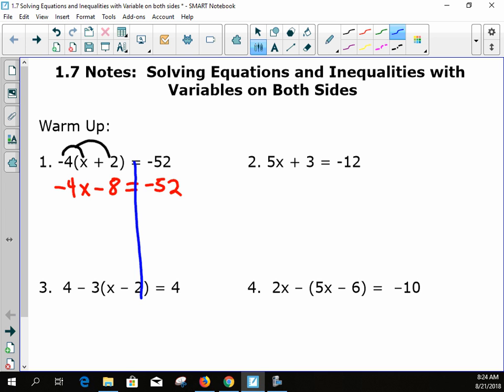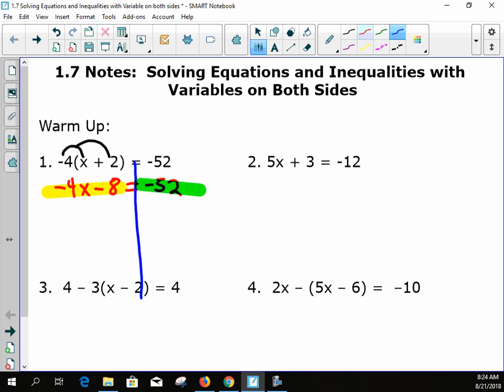I haven't seen that in a long time. I used to see that all the time. Okay, they have to be on the same side. That's why we put the line here. So I have no like terms on this side of my equal sign. I have no like terms on this side of my equal sign. So I just move on.